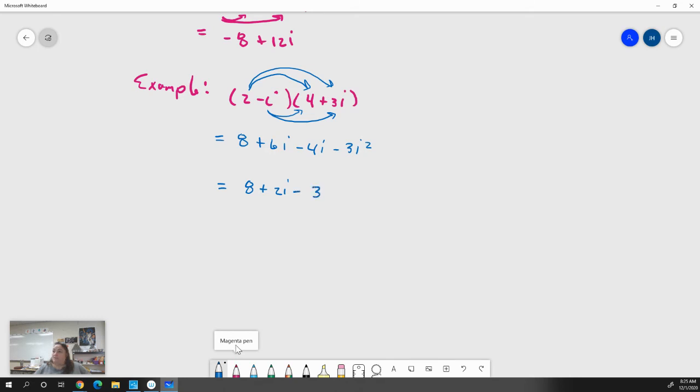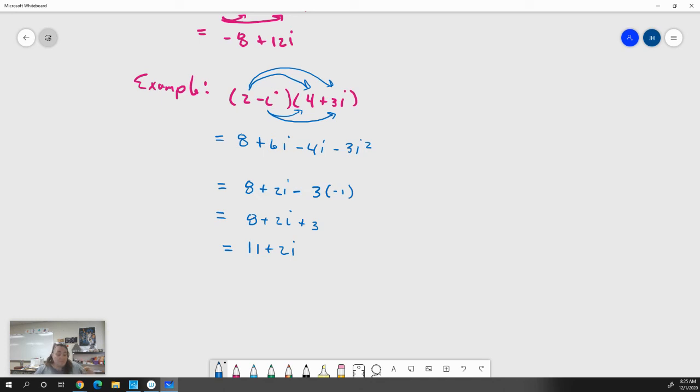Minus 3i squared. But what did we say that i squared equals? Does anyone remember? Negative 1. So right where I have my i squared, I'm going to plug in negative 1, which is going to give me 8 plus 2i. Negative 3 times negative 1 is just plus 3. And so now I can combine these like terms and I get 11 plus 2i. That's my final answer. I can't compress that anymore.